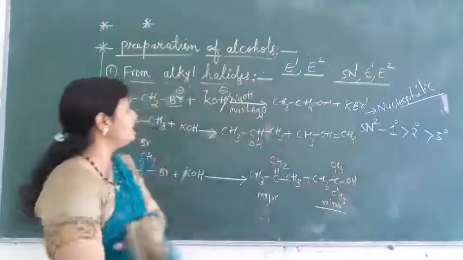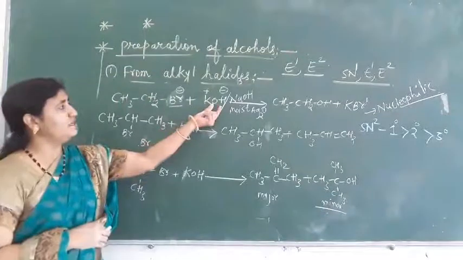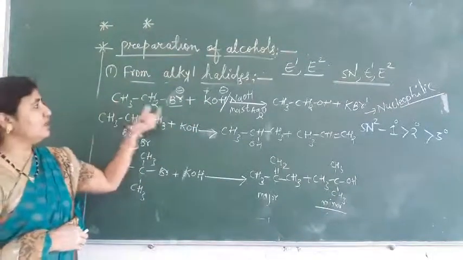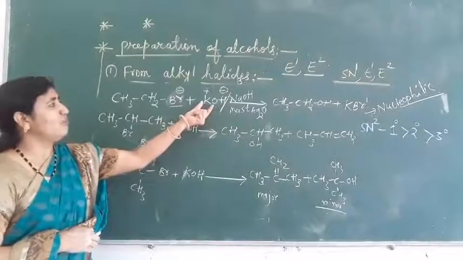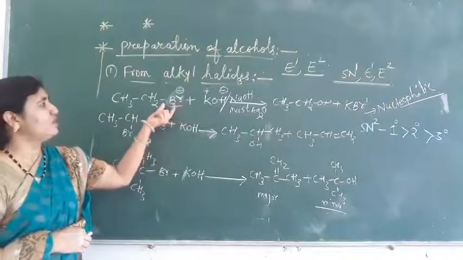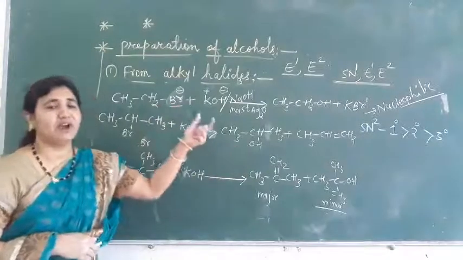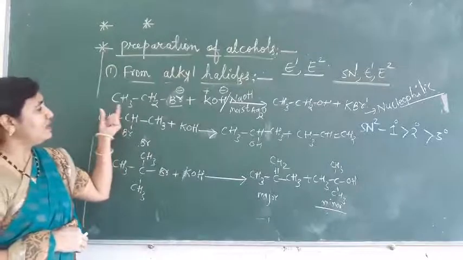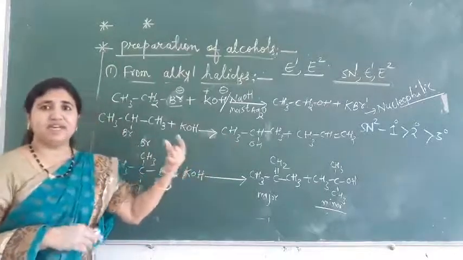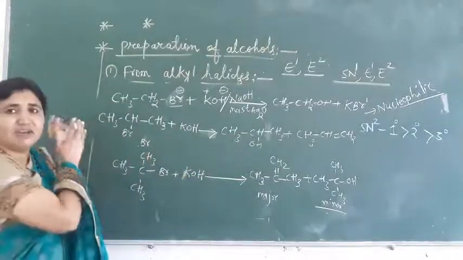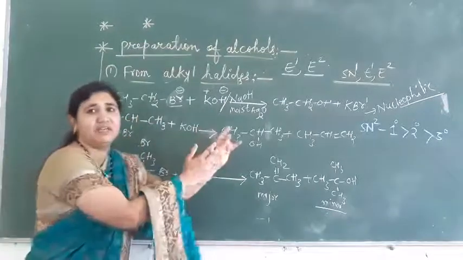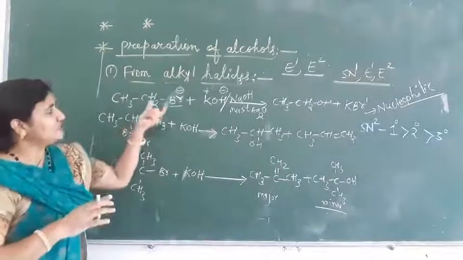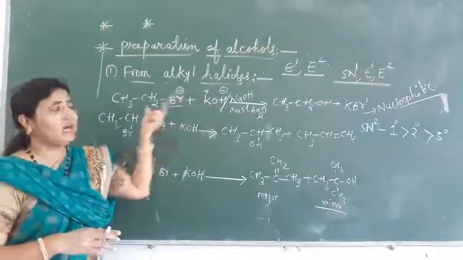In the SN2 mechanism, what will happen? This OH minus will attack from the back side of this group. This is a strong base, so it will not wait for the removal of Br minus. It will directly attack from the back side, and one transition state will form. OH minus is attacking from the back side and Br minus is leaving from the front side. After that transition state, we get the alcohols.